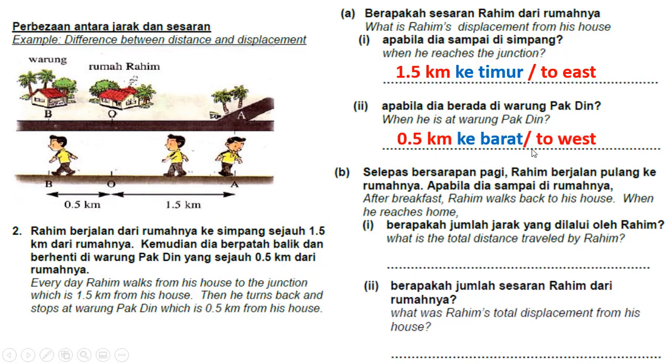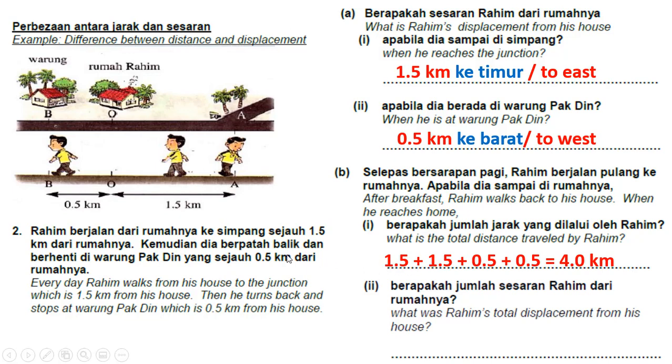Now after his breakfast, Rahim walks back to his house. When he reaches home, what is the total distance travelled by Rahim? From the house to the junction, 1.5 kilometers. Back to Warung, he has to go back 1.5 km plus 0.5 km, and then back to his house another 0.5 km. So the total distance is 1.5 plus 1.5 plus 0.5 plus 0.5, which is 4.0 km. Now what is Rahim's total displacement from his house?